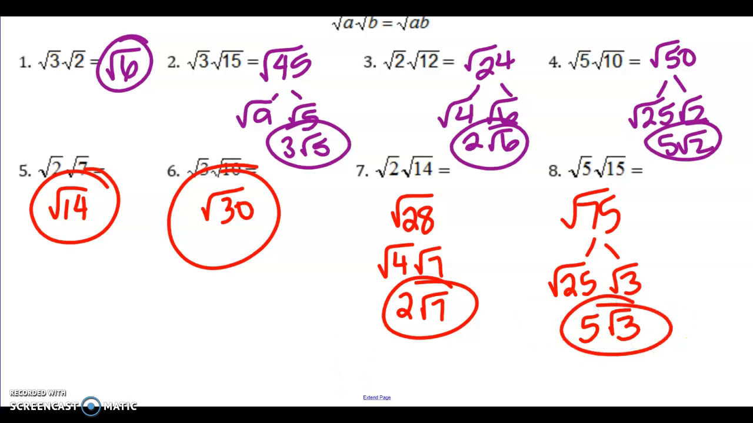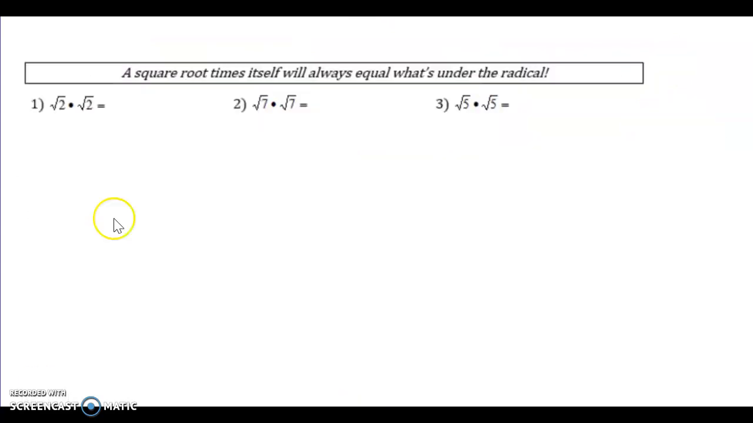Again, I'm so sorry that we're going super fast. I want you to take your time if you need to. Okay, so a square root times itself will always equal what's under the radical. So if I have the square root of 2 times the square root of 2, that gives me the square root of 4, which is, in fact, 2. So whenever you're taking the number times itself, it just gets rid of the radical.